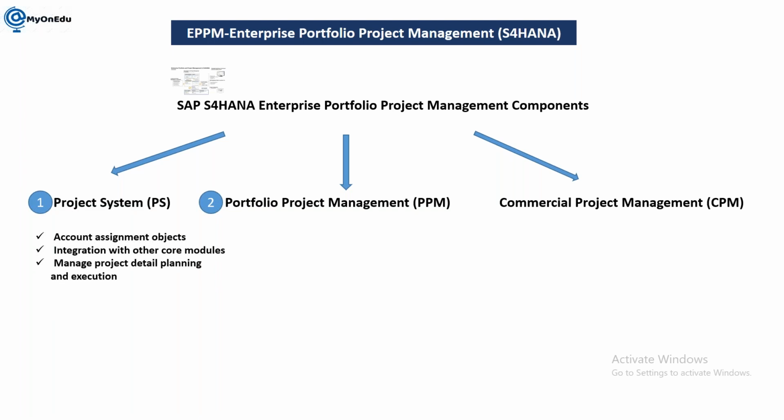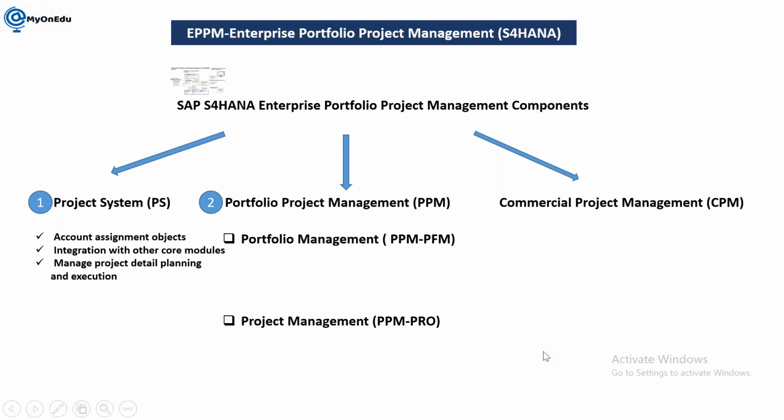Integration with other core modules, controlling module, manage project detail planning and execution. This is the core module which is integrated with other modules like FICO, SD, PM, PP. So to manage all these cycles, you need to go for project system. In portfolio project management, we have two subcomponents: one is portfolio management and another is project management, technically PPM, PFM, PPM, PRO.